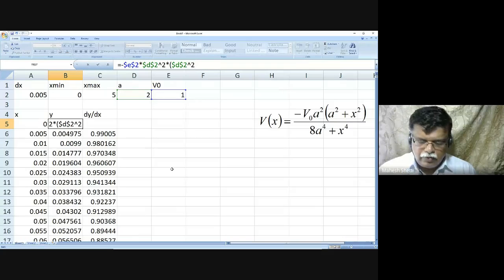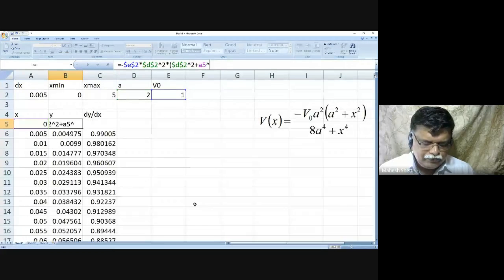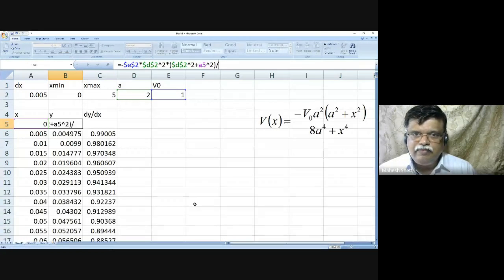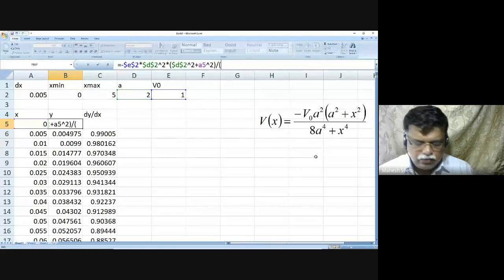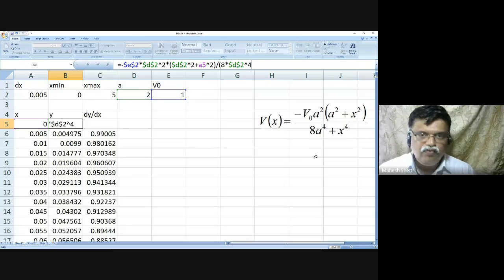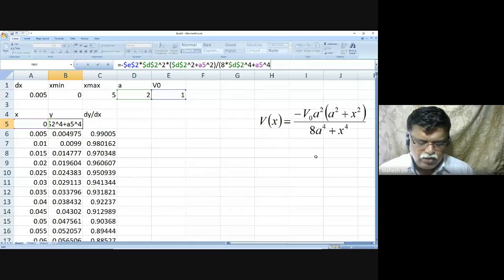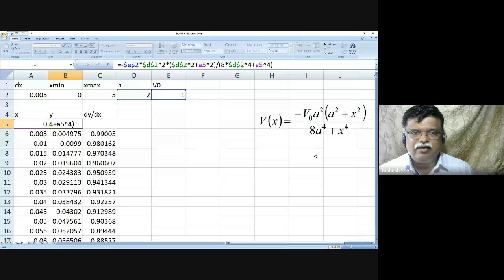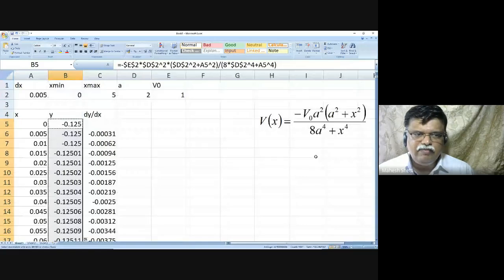Plus I want x, which is A5 square, divided by, now there is addition in the denominator, so I will put bracket here. 8 times $D$2, which is A raised to 4, plus A5, which is my x value, raised to 4. The bracket for the denominator is complete. I'm going to copy paste the formula everywhere.